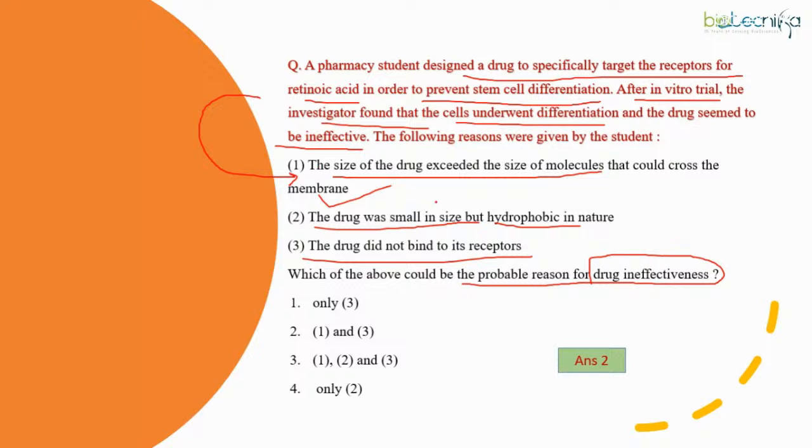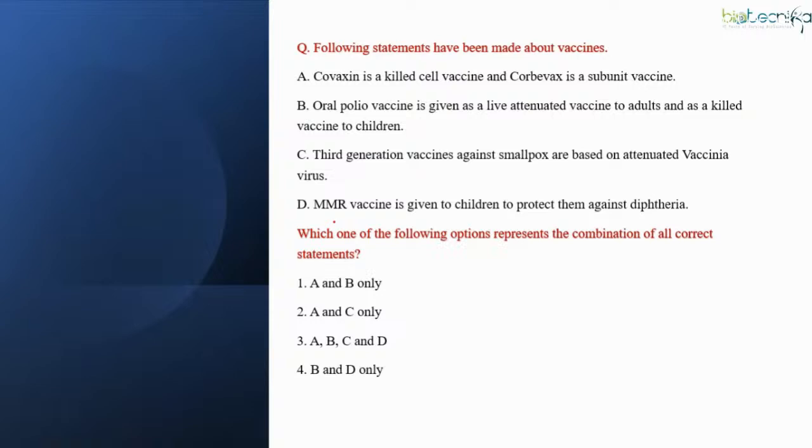This option cannot be taken into consideration, but these two are correlated with each other. Right, because whenever a ligand goes and binds to the receptor, there should be an affinity, there should be a complementarity between them. If these two things are not there, then it won't be internalized or taken up inside. So this is how you need to predict the answer for these kinds of questions.